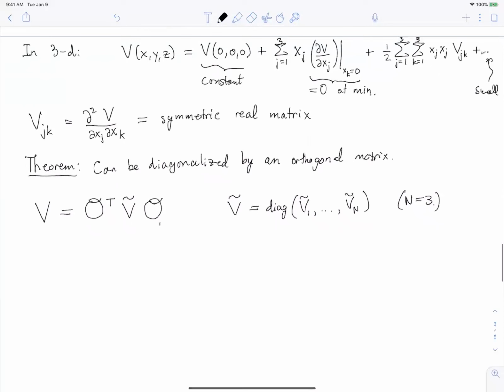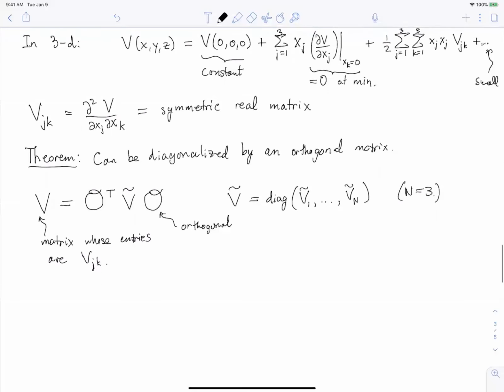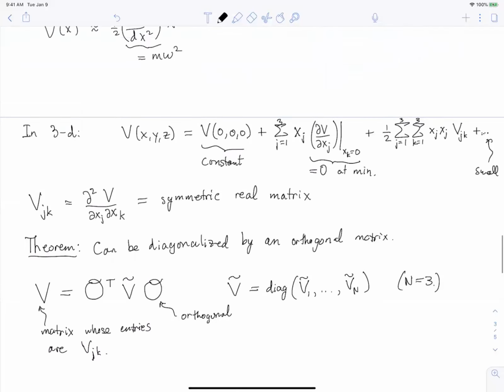Okay, so here, this is an orthogonal matrix. And V here was the matrix. It's not the original potential, it's the matrix whose entries are V sub jk. So I'm using maybe a not great notation where V actually stood for the original potential here, but that's not what this V is. This V is this V.